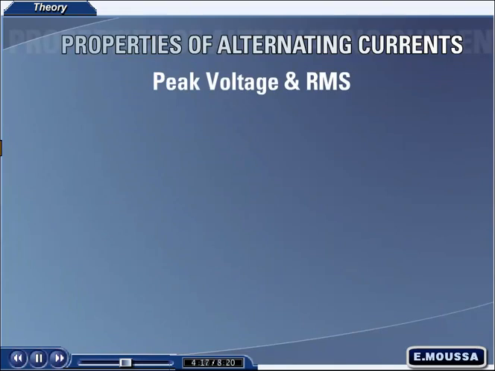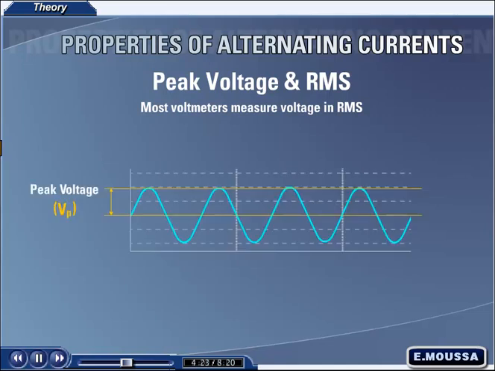Magnitude, peak, and RMS. Most voltmeters measure voltage in RMS. The RMS value of a sine wave can be calculated by multiplying the peak voltage magnitude of the AC waveform by 1 divided by the root of 2. The resultant of this calculation is called the RMS value of the AC voltage. Peak value equals the square root of 2 times V RMS.